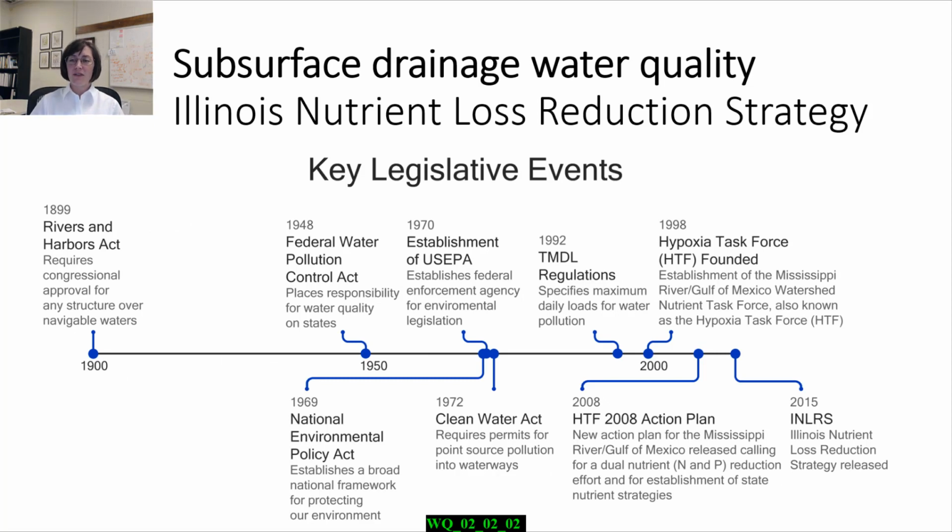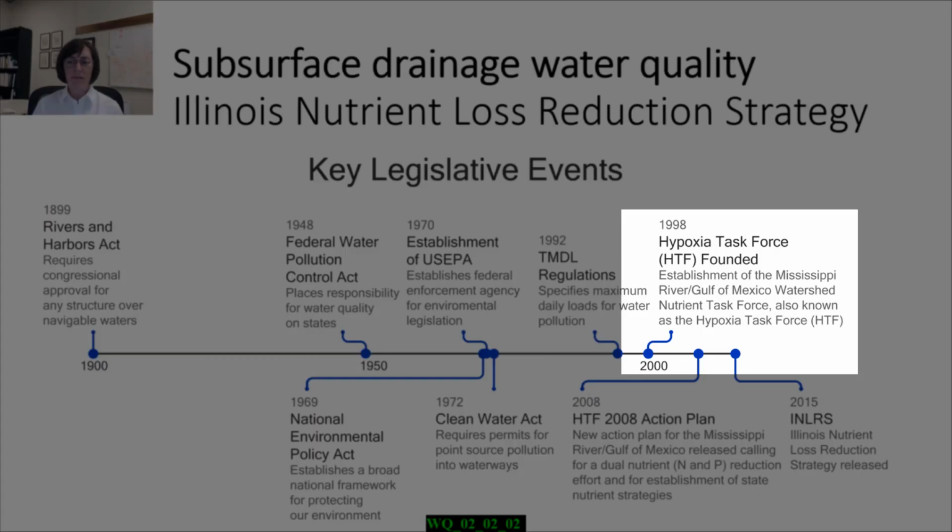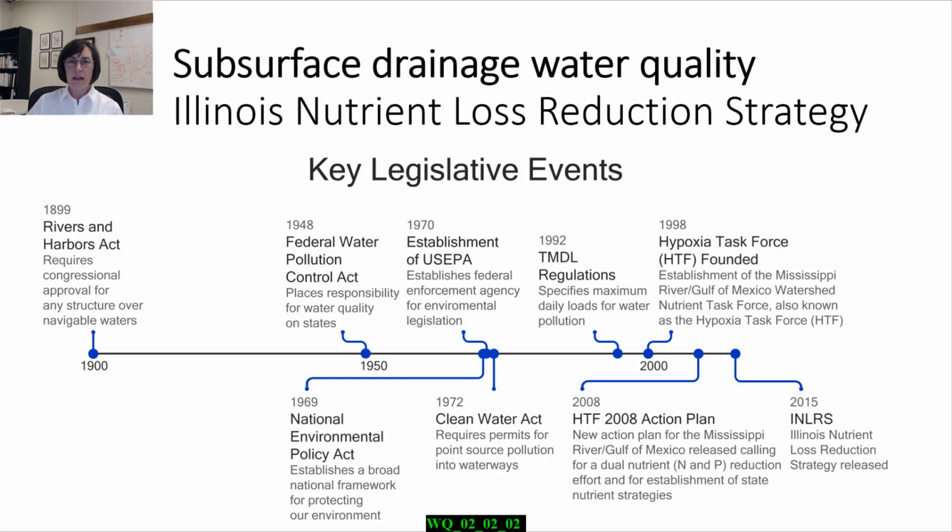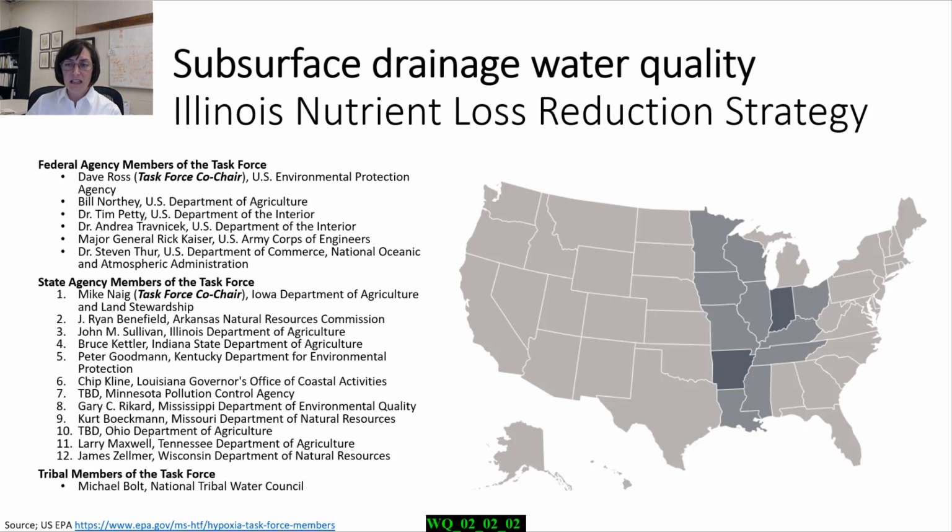And then coming back to our Illinois Nutrient Loss Reduction Strategy specifically, I've mentioned the Gulf of Mexico several times throughout the course, and the monitoring of the hypoxic zone, which started in the mid-'80s. As a result of that monitoring, the Mississippi River / Gulf of Mexico Hypoxia Task Force was formed in 1998. So we realized starting in the mid-'80s, we were having this hypoxic zone in the Gulf. 1998, the task force forms.